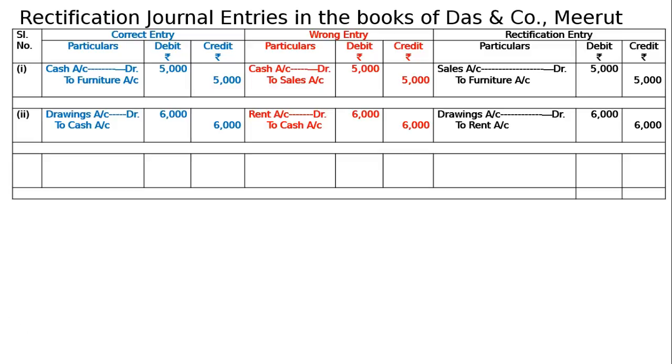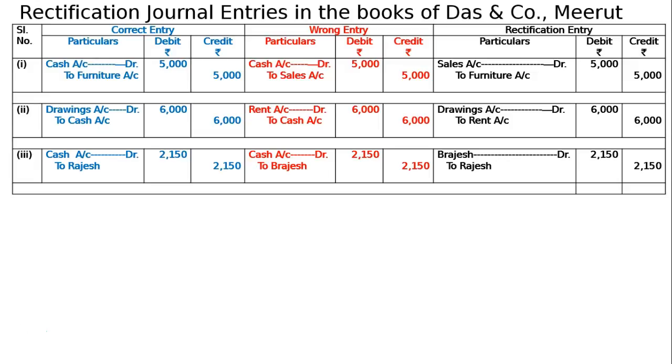Then the third one is: cash received from Rajesh, 2150, was credited to Brajesh. It should be cash account debited to Rajesh, since we received cash from Rajesh. You are well conversant with the journal entries, but by mistake it was credited to Brajesh. There is no mistake in the amount. Brajesh in the credit will go; if you debit this, it will be cancelled. Hence, Brajesh debited, 2150, and Rajesh will come in the credit. For rectification: Brajesh debited to Rajesh.